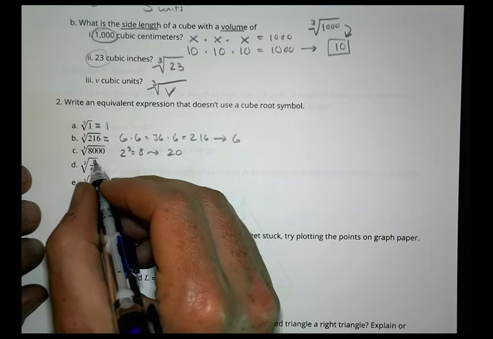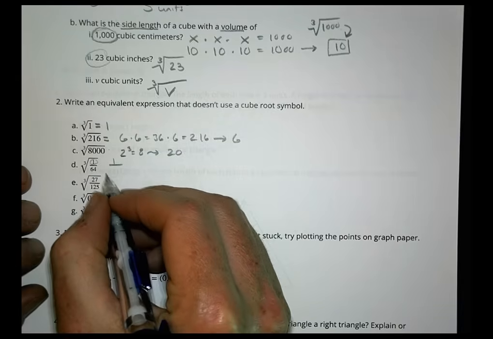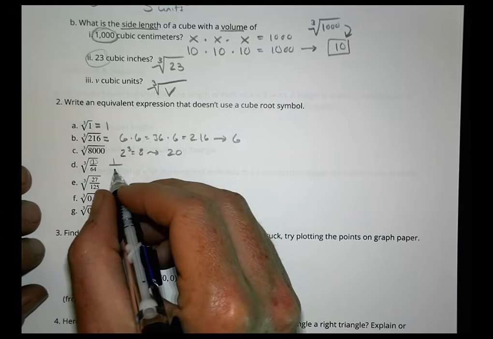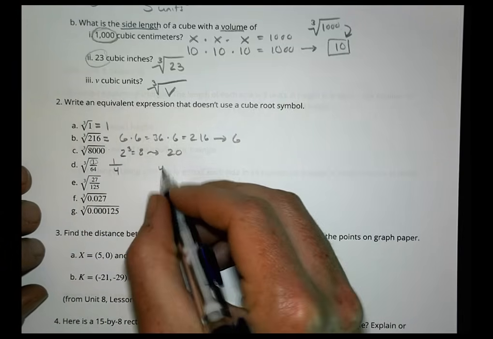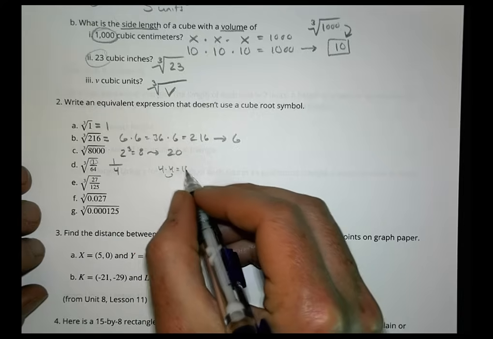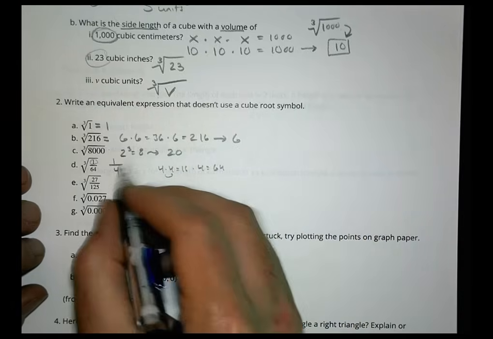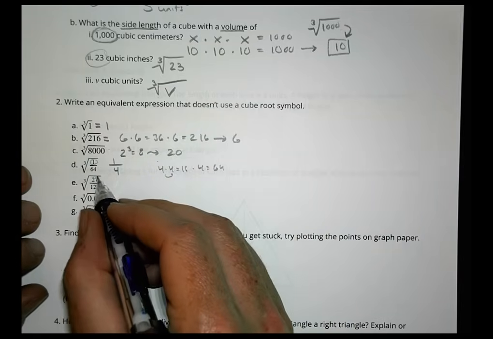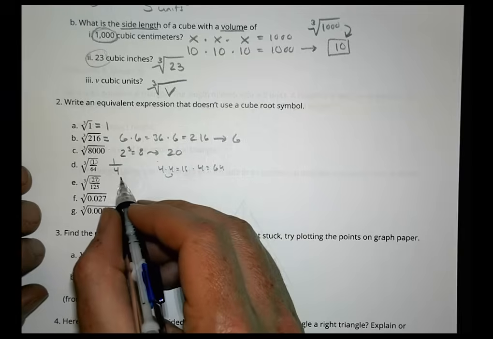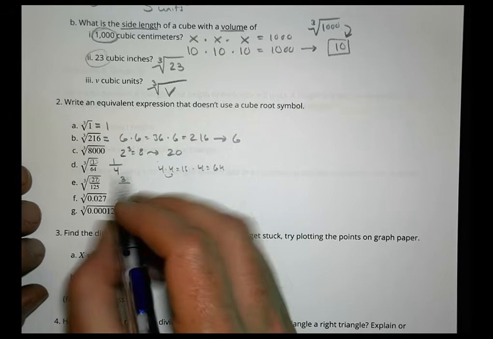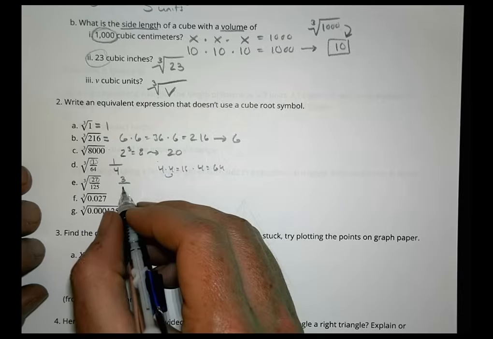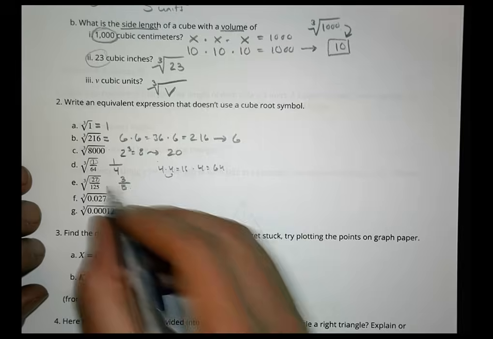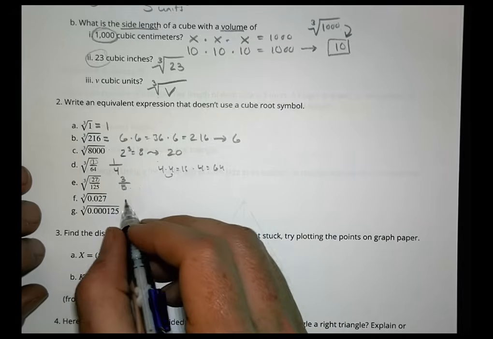For this next one, I know the top value is going to be 1, and what number on the bottom can I cube to get to 64? We've done it before, and that's the value of 4, because 4 times 4 is 16, and 16 times 4 is 64, so my denominator is going to be 4. For E, we know that the cube root of 27 is 3, and the cube root of 125 is 5, because 3 times 3 times 3 is 27, and 5 times 5 times 5 is 125.